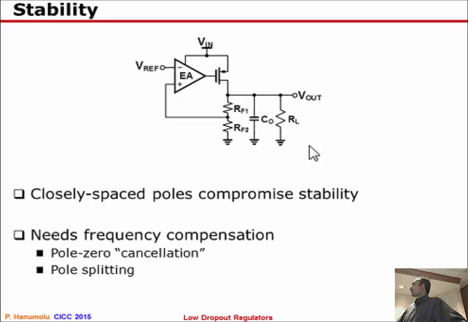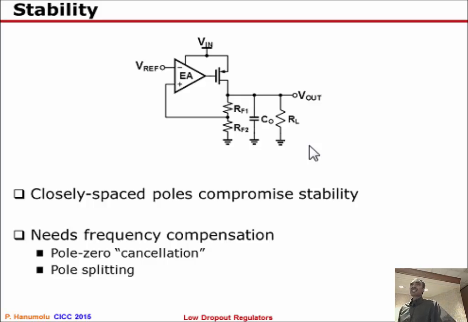As a result, our focus will be on making this error amplifier output pole and the LDO output pole be widely apart in order to achieve the desired phase margin. That separation of the poles is also referred to as frequency compensation. There are essentially two ways to compensate. One is pole zero cancellation, and the other is pole splitting. And we'll talk about these two things together.